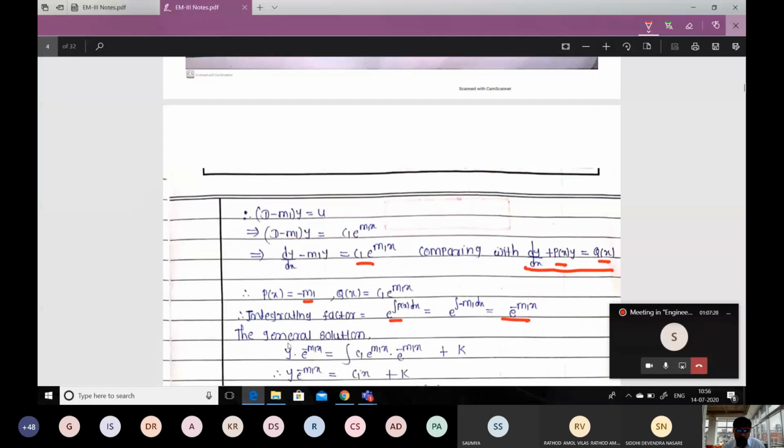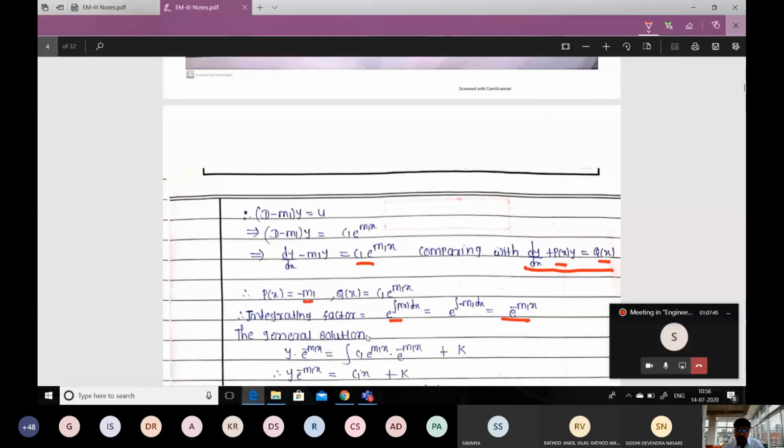Now what is the general solution? Again the same formula: y times integrating factor is equal to integration of q times integrating factor. So y times integrating factor is e to the power minus m1 x. And on the right hand side, integration of q, but this time q is not equal to 0. What is q?